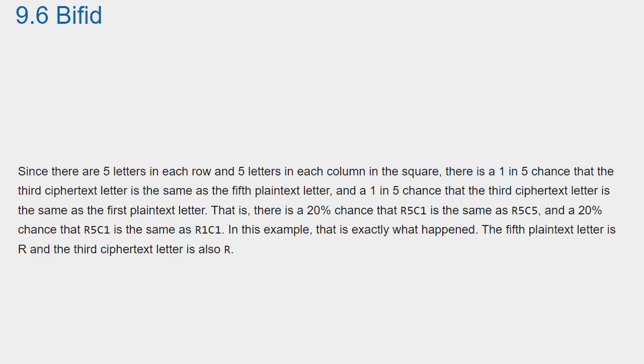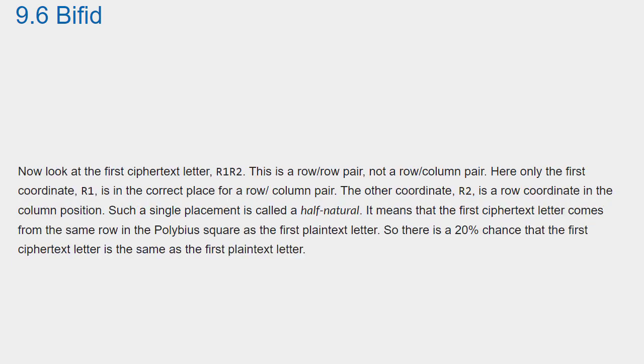Since there are 5 letters in each row and 5 letters in each column in the square, there is a 1 in 5 chance that the third ciphertext letter is the same as the fifth plaintext letter, and a 1 in 5 chance that the third ciphertext letter is the same as the first plaintext letter. That is, there is a 20% chance that R5C1 is the same as R5C5, and a 20% chance that R5C1 is the same as R1C1. In this example, that is exactly what happened. The fifth plaintext letter is R, and the third ciphertext letter is also R.